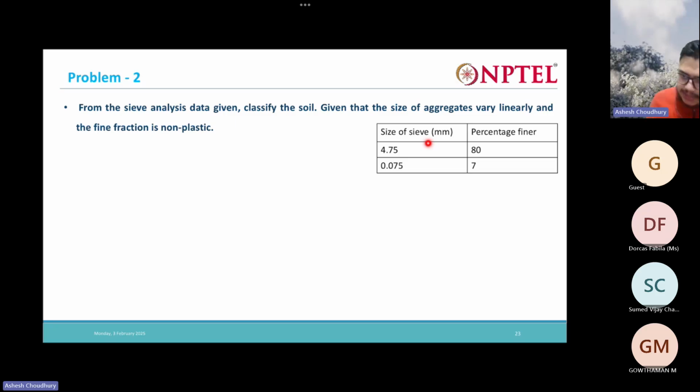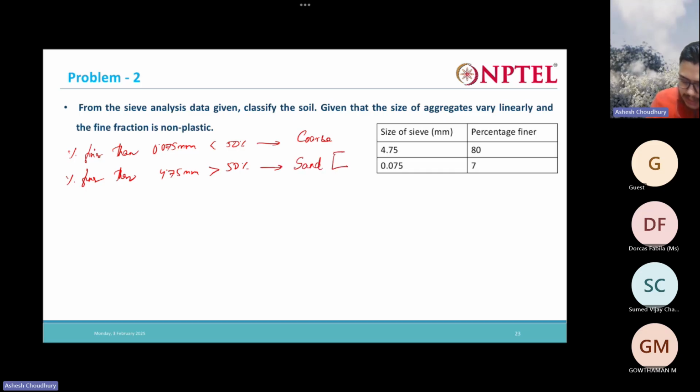See, first, what did you do? Percent finer than 0.075 mm is less than 50%, so our soil is coarse. Now what type of coarse? Percentage finer than 4.75 mm is greater than 50%. That is sand. So S is decided. Now next part you have to decide.